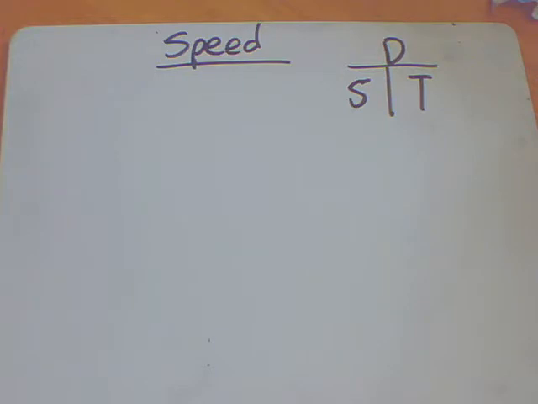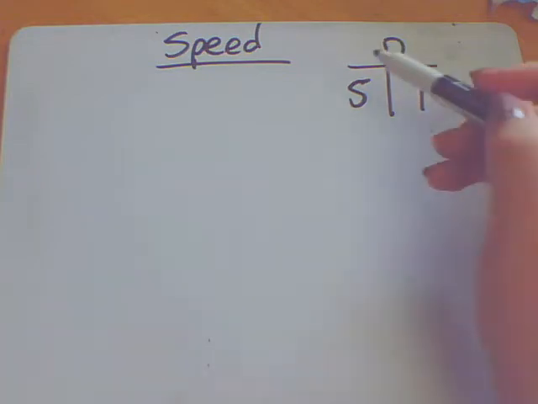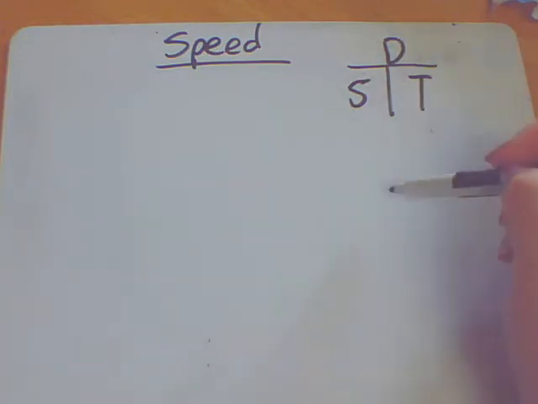People weren't quite sure what to do. So here we've got our formula triangle. So we've got speed, distance and time. That's what the three letters stand for. You might have seen this in science.